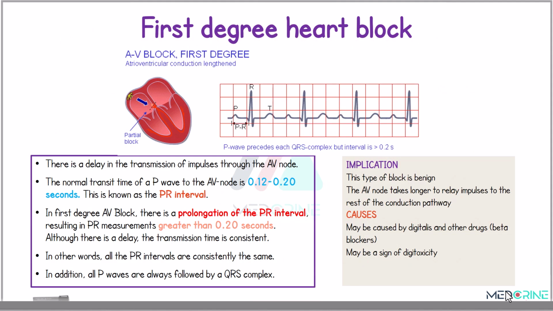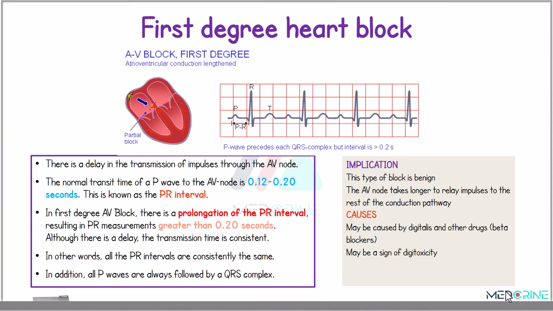We have a number of types of heart blocks. That is the first degree heart block, second degree type 1 and type 2, and then we have a third degree heart block or a complete heart block. Let's start with the first degree heart block.